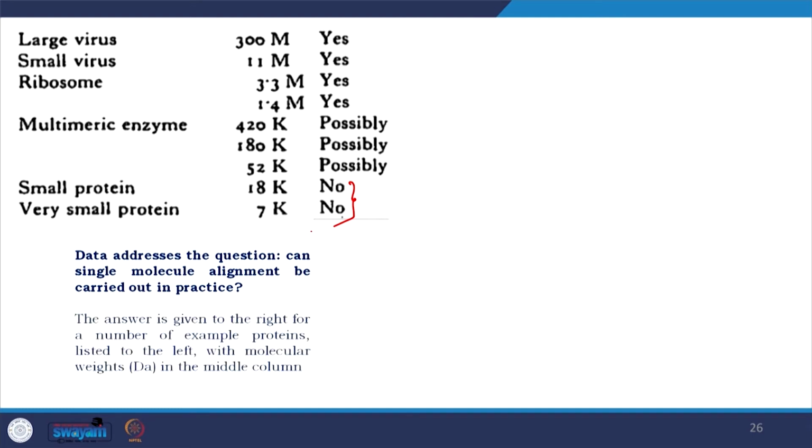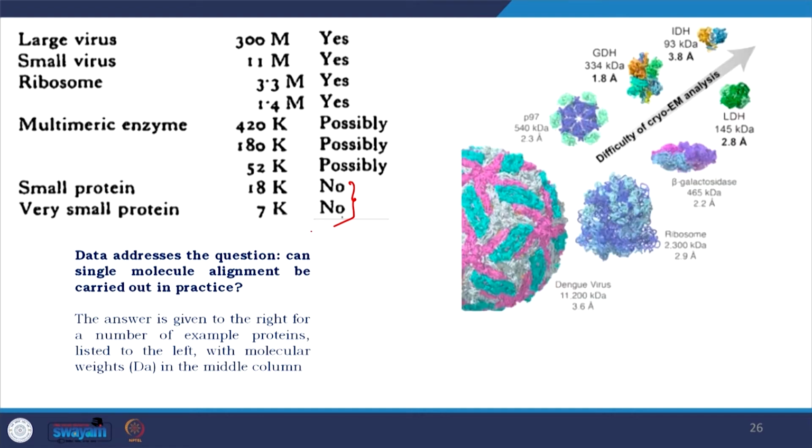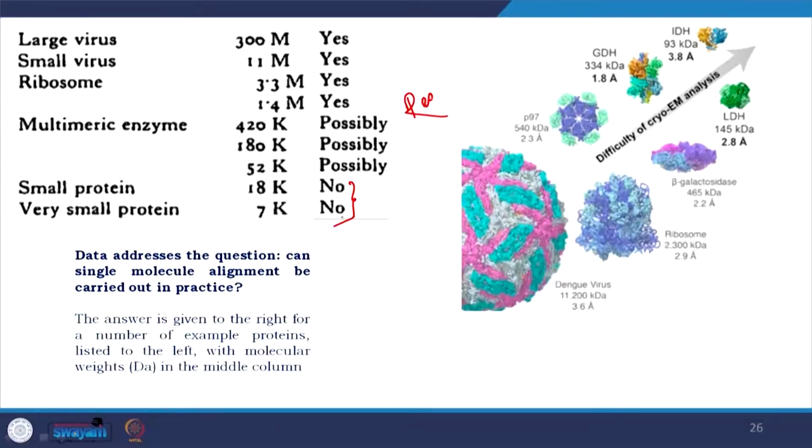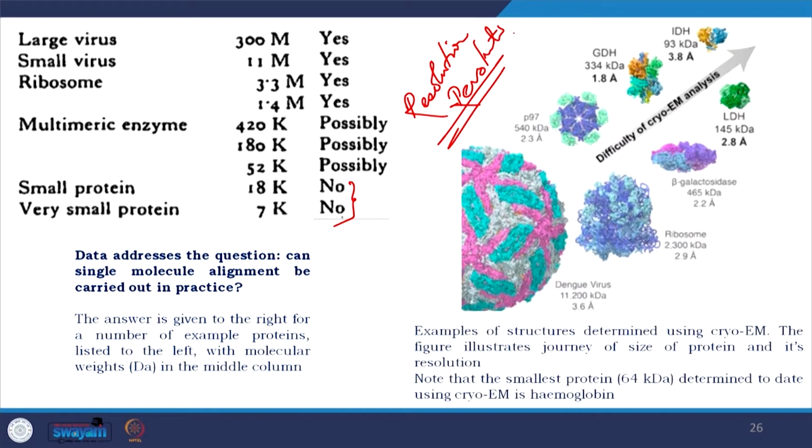So, the answer is given to the right for the number of example proteins listed to the left with molecular weight in the middle column. But now you see here, I would talk about what is called the resolution revolution in cryo-electron microscopy. So, examples of structures determined using cryo-EM, the figure illustrates the size.